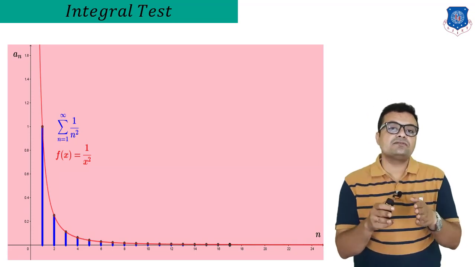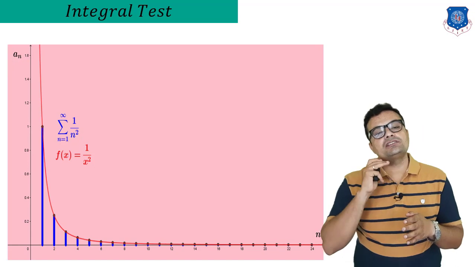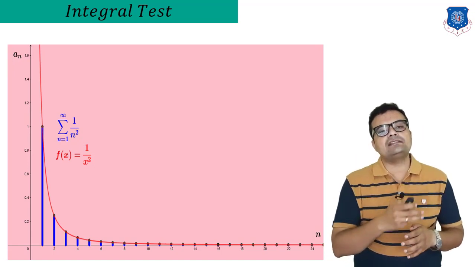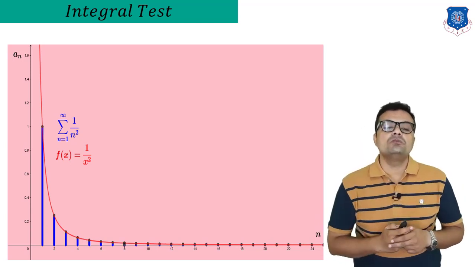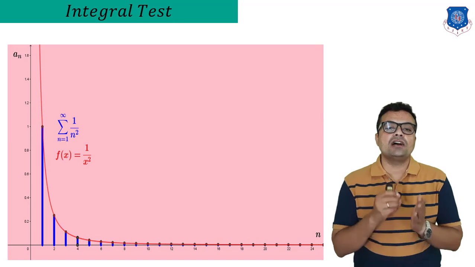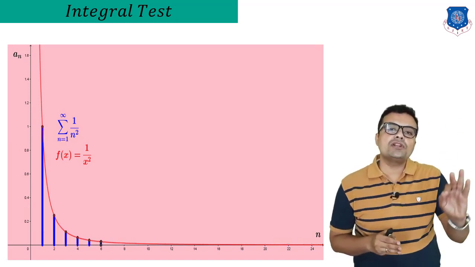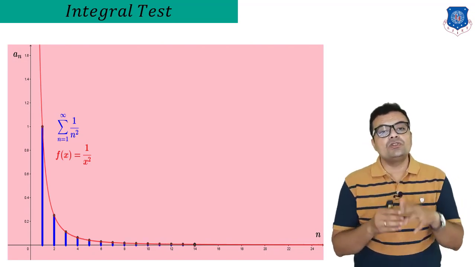And if the area is finite, that means that the curve is going to touch, or it will move parallel to the x-axis after a certain level. And if that curve is going to move parallel to the x-axis, or after a certain stage it will merge into the x-axis, we can say that all points on that function are now lying on the x-axis. So that will fulfill our condition of convergence.